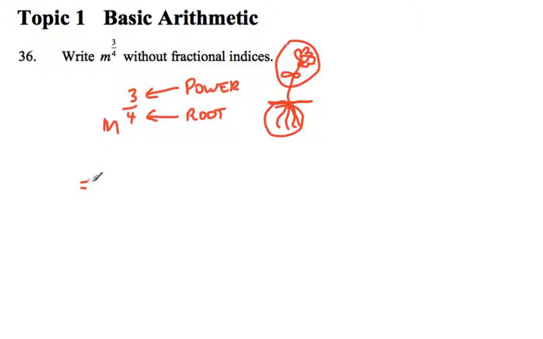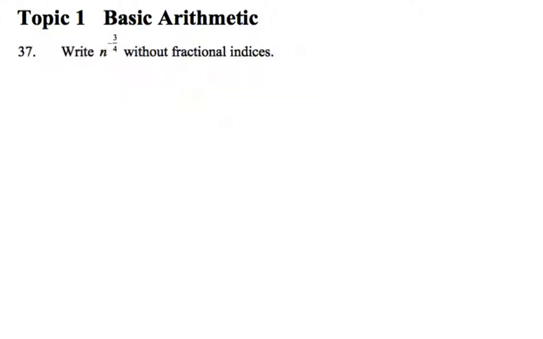So what I'm getting at here is we can write this as the 4th root, that takes care of the bottom bit, of m cubed. So we've still got the power of 3 there, and the root out the front there is the 4th root of m cubed. So remember that flower power.